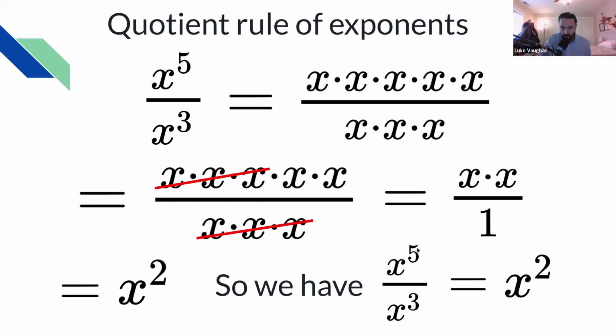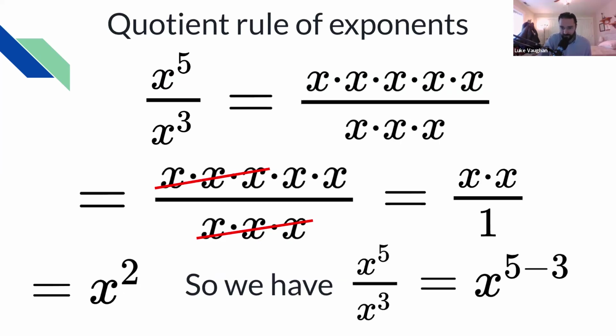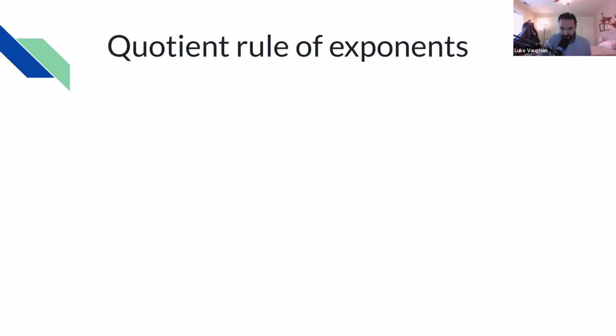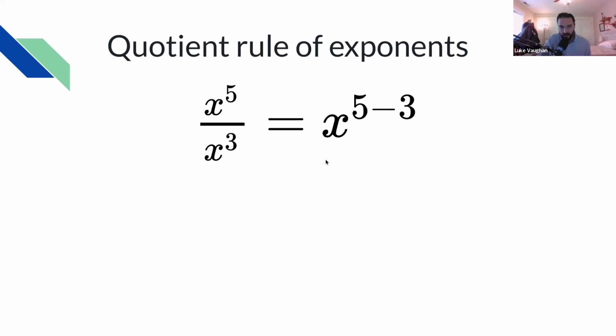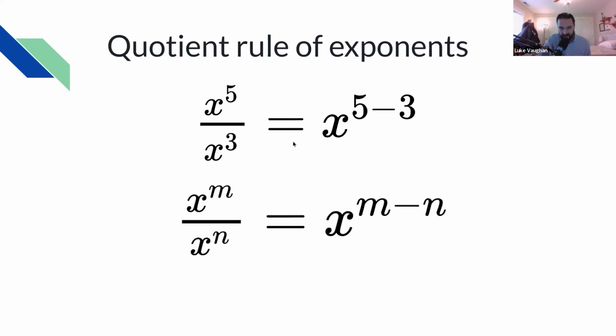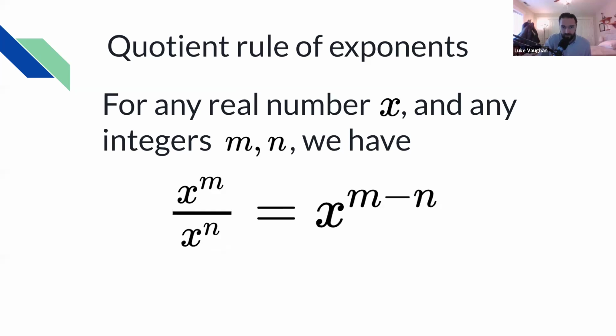So we have x to the fifth over x to the 3 equals x squared. But notice that 2 is the difference of 5 and 3. So we can subtract 5 and 3 and get our new exponent. All right, we can generalize this for any numbers m and n. X to the m over x to the n is equal to x to the m minus n. So this is what the quotient rule says.